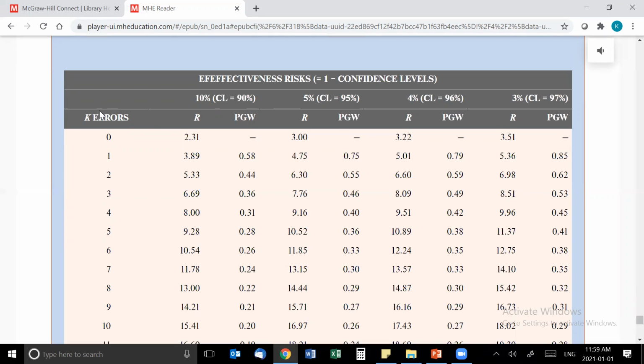For the amount of errors, we're going to pick 0. When you're initially picking your sample size, you're going to use k equals 0. We're going to assume that there are 0 errors when we first pick our sample size, because we don't know how many errors there are. So if your number of errors is 0, your R is 3. Using the confidence level of 95%, your R is 3.